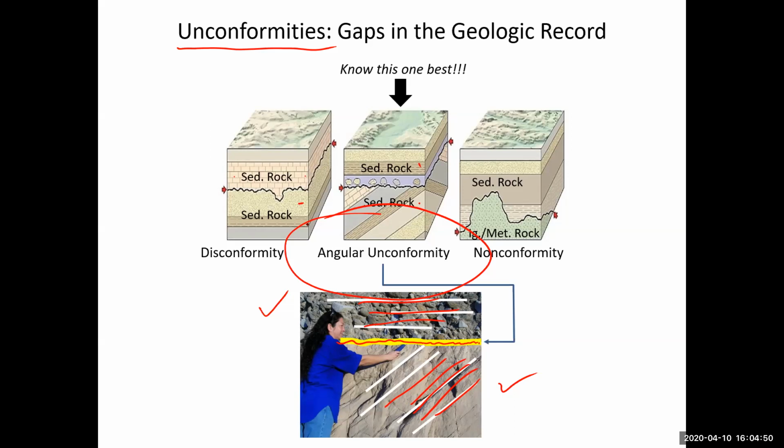How could we possibly know that? How can you possibly know anything about an ancient mountain range that's not there anymore? You know it because very often in the geologic record, we can recognize angular unconformities. That's how we know about ancient mountain building.